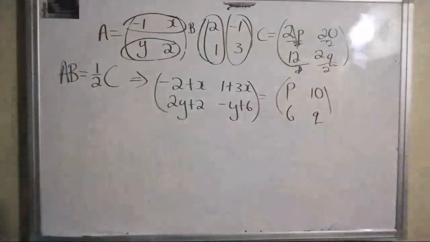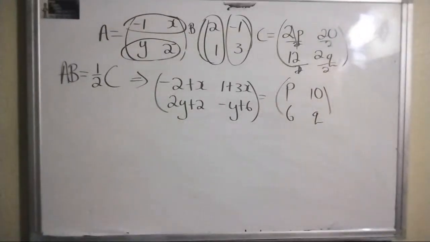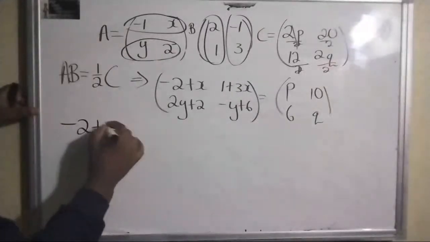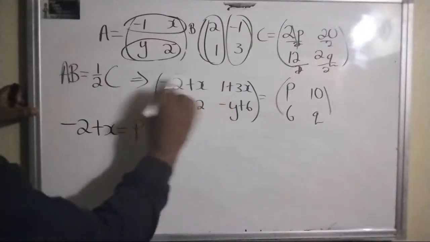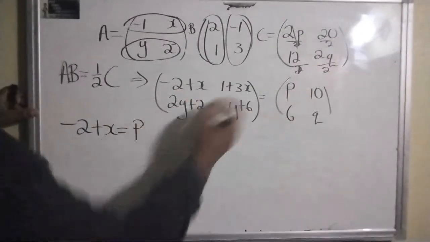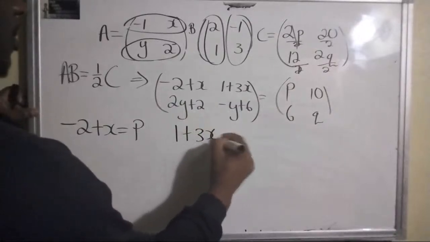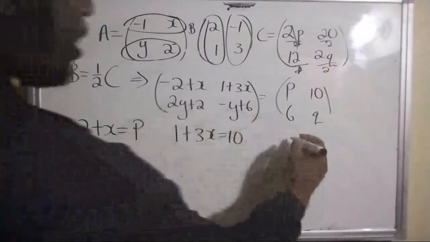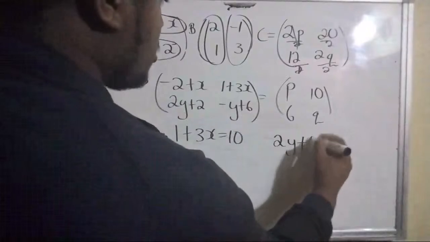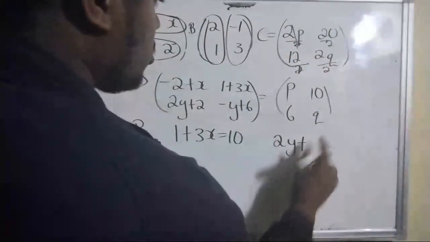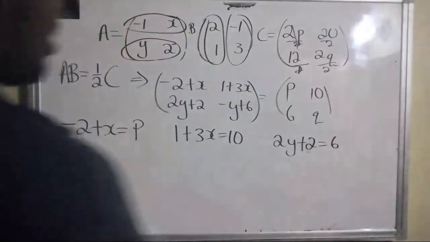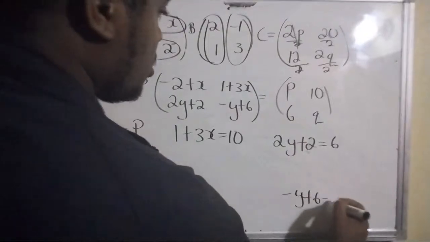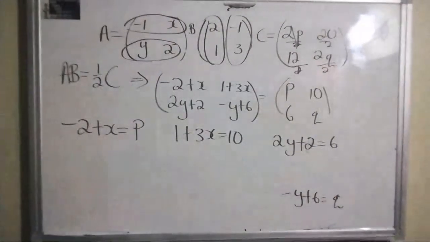And we know what we are supposed to do, right? We are supposed to equate each of them to the equivalent one. So it would be negative 2 plus x is equal to p, because remember it's position. And similarly, 1 plus 3x is equal to 10. And then now, we're going to do 2y plus 2 is equal to 6. And the last one would be negative y plus 6 is equal to q. Hope everyone understands that's a position.